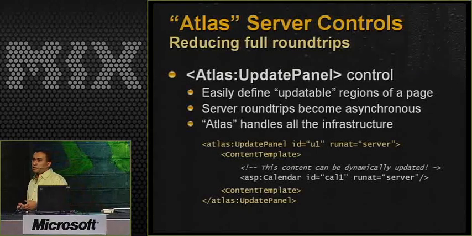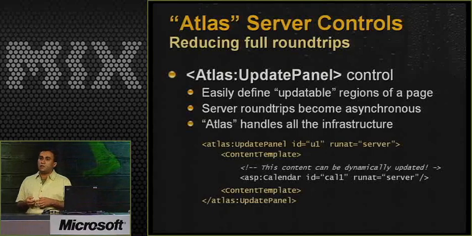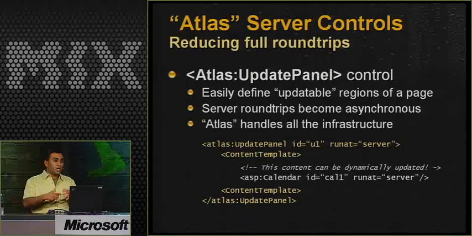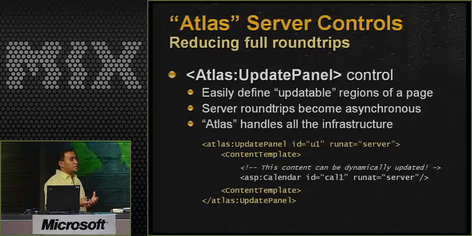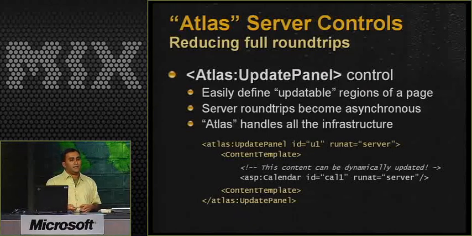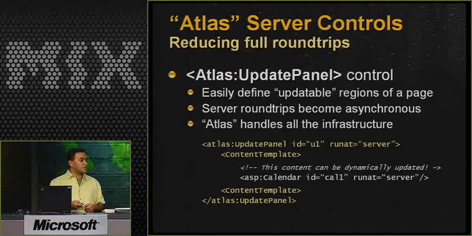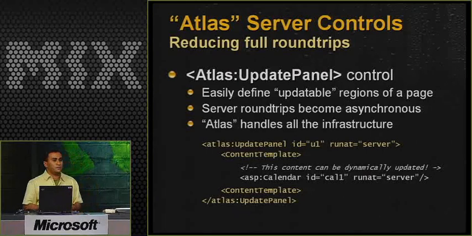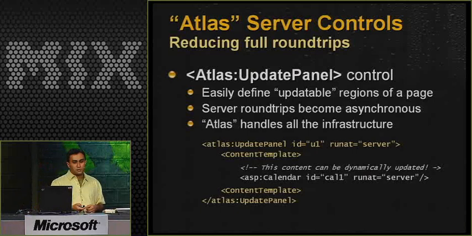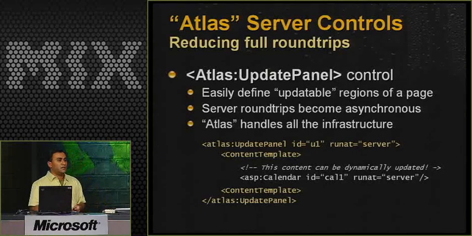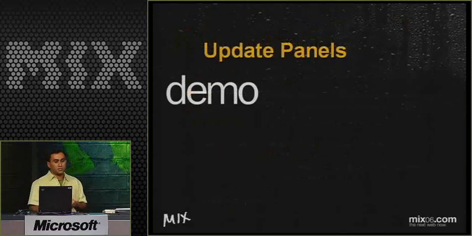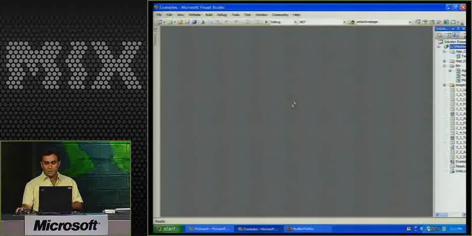So the update panel pattern gives you a very simple way of just marking parts of the page that can be updated independently. And Atlas handles all of the infrastructure and the state management that goes on back and forth. In this case, I've taken a calendar control and just wrapped it in an update panel to make it independently updatable. So let's go to the demo machine and look at some examples of the update panel control in action.